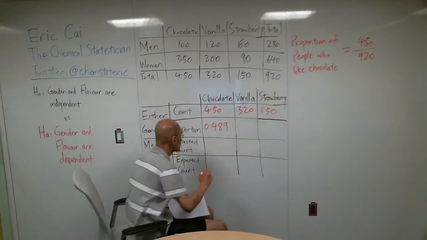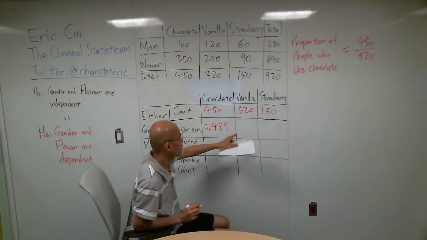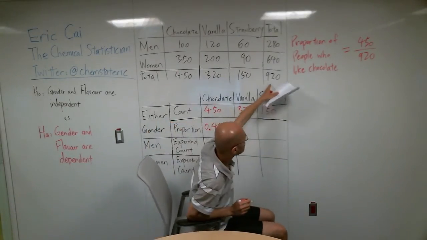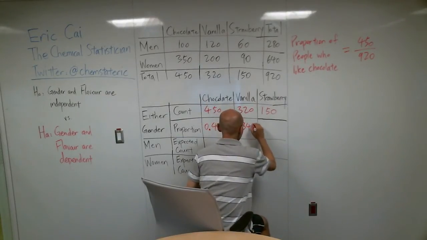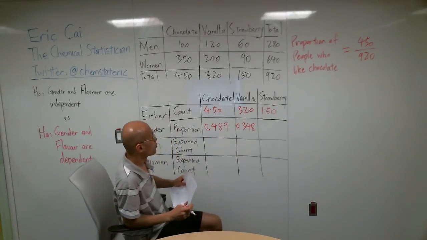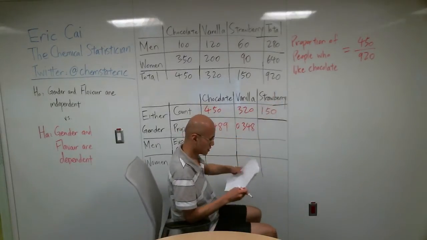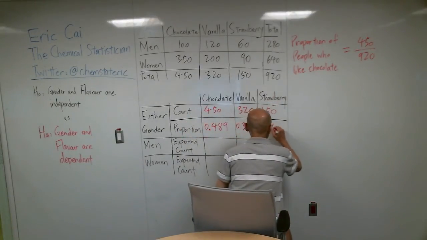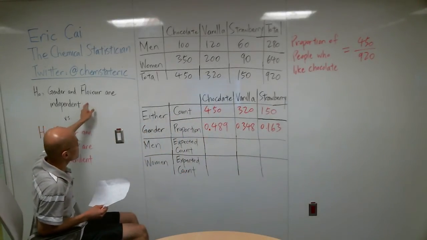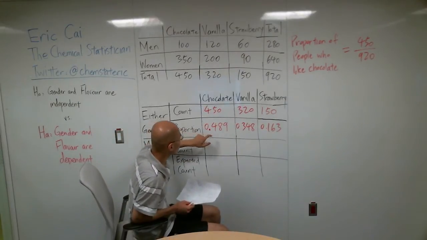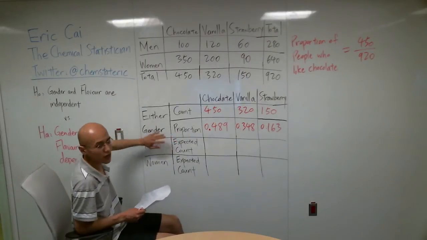The proportion of people who prefer vanilla is just 320 divided by 920, and I've calculated that to be 0.348. The proportion of people who prefer strawberry is just 150 divided by 920, and I've calculated that to be 0.163. So according to my null hypothesis, the proportion of people who prefer these three flavors is the same whether or not you're male or female.